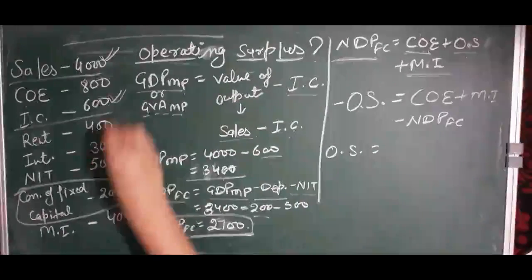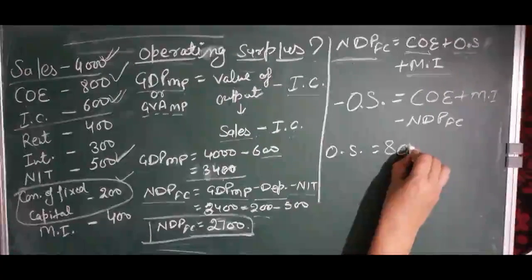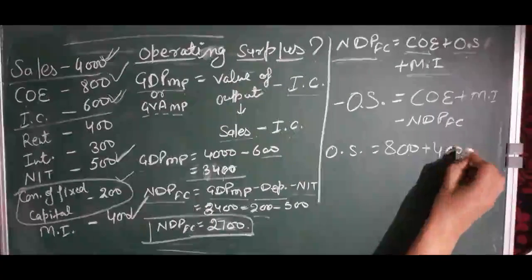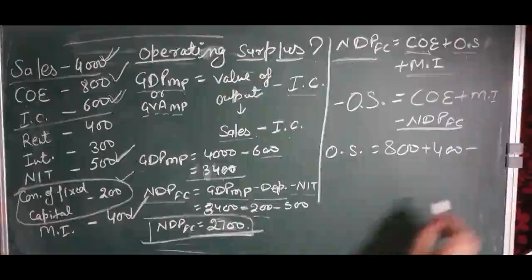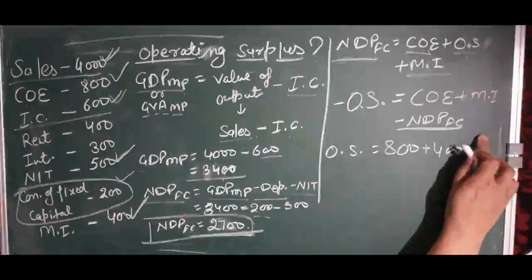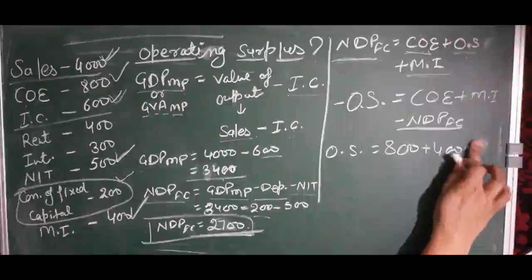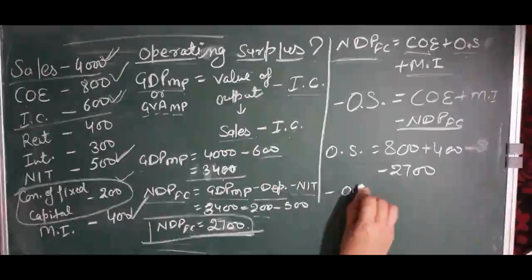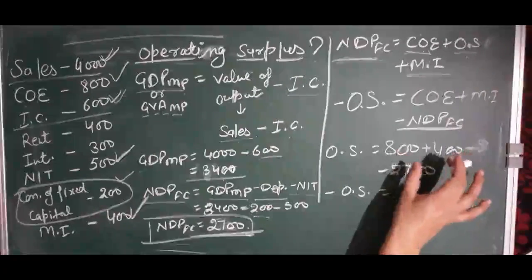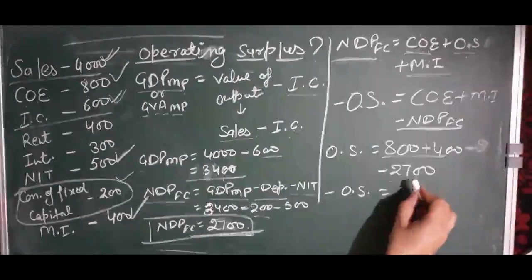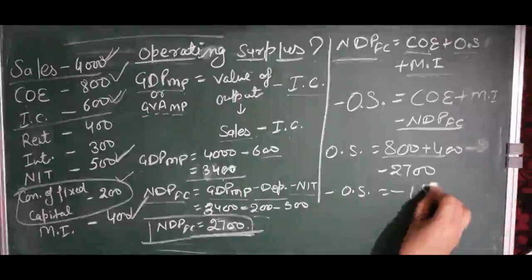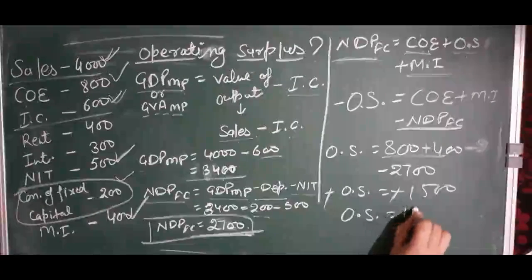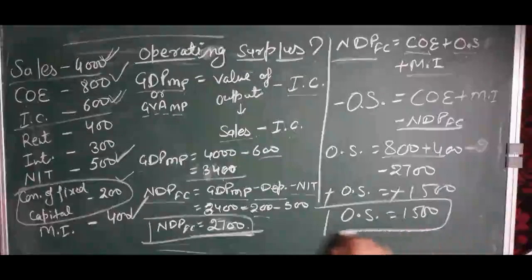Now put the value of all these components. Compensation of employees is given as 800, plus mixed income is given as 400, minus NDP at FC, which we have calculated, negative 2,700. Now, this is positive 1,200 and negative 2,700, so we get negative 1,500. Negatives cancel, so the operating surplus is equal to 1,500. This is the answer.